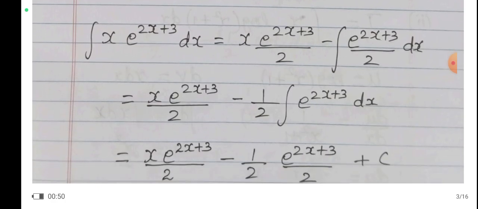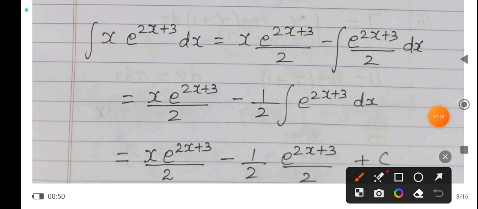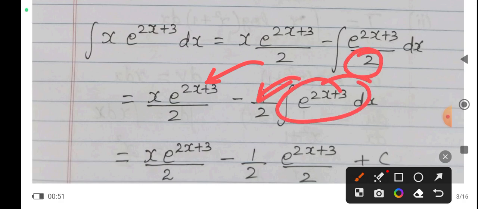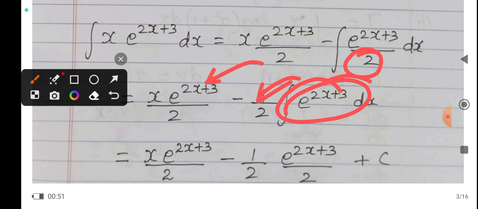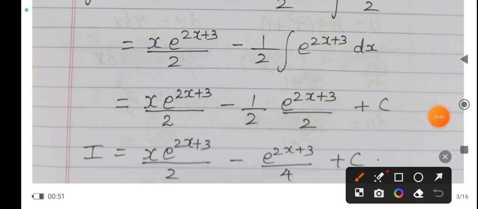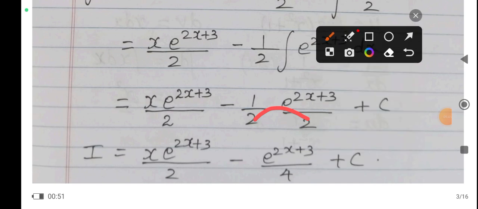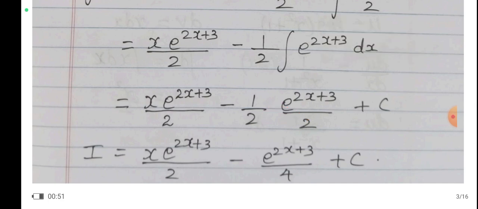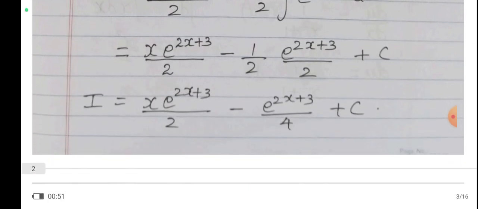Now just see, children, it's somewhat easier for us. Just write x e power 2x plus 3 by 2. Then this 1 by 2, half you have taken out. E power 2x plus 3 again integrate. Like how you said before, e power 2x plus 3 integration is e power 2x plus 3 by 2. 2 twos are 4. So x e power 2x plus 3 by 2 minus e power 2x plus 3 by 4 plus c. Easier, see? uv minus integral v du we just applied.